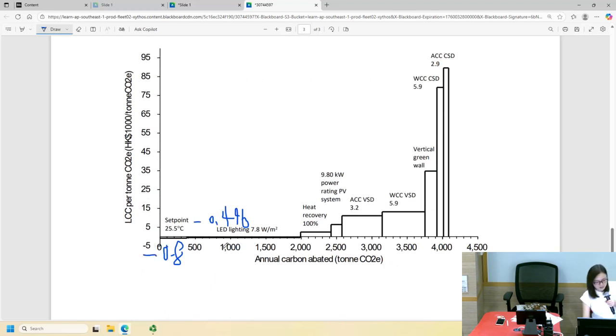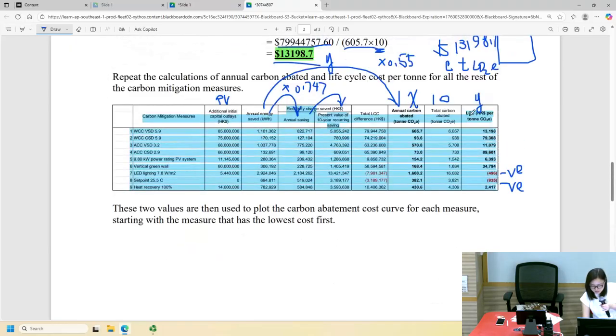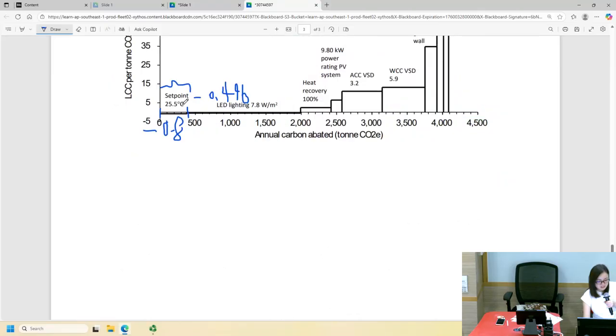And for this length, from here to here, the most cost-effective strategy would be set point 25.5, and we can save 382.1 tons of carbon dioxide equivalent every year. So this length would be 382. They are the best strategy.